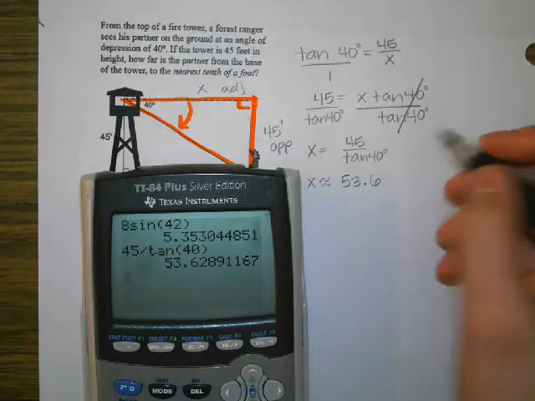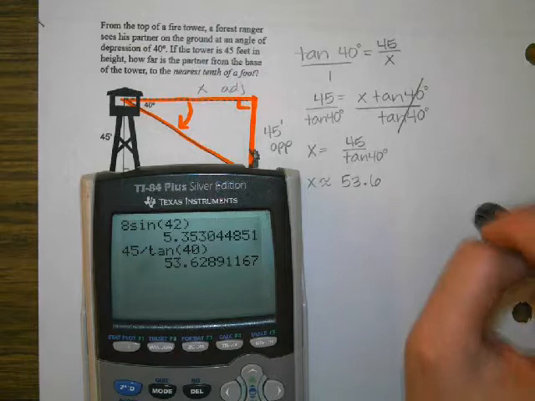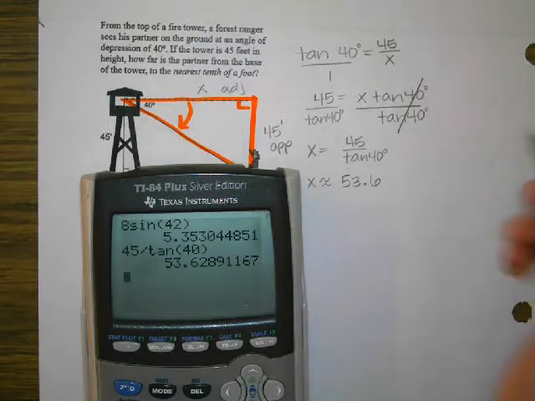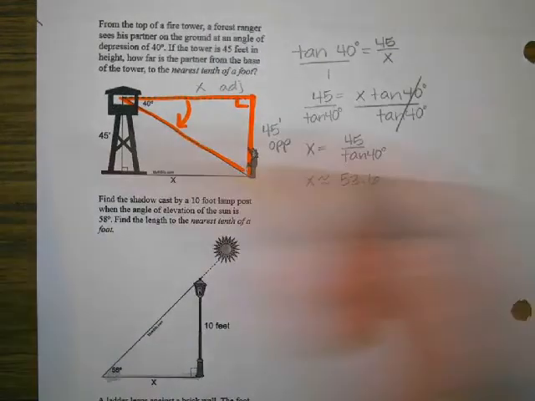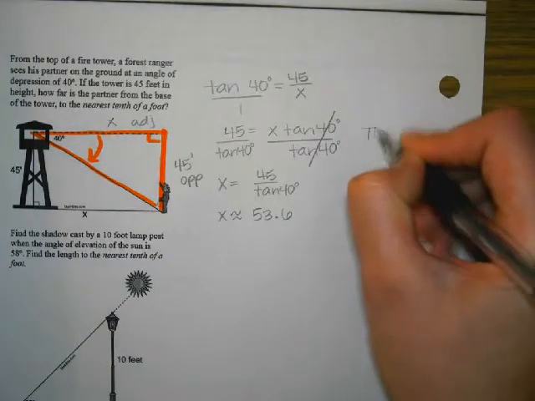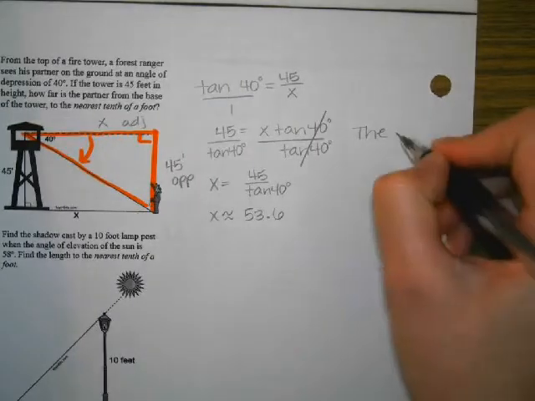So 53.6, what are the units? Feet. Okay, so we're going to say feet. So how far is the partner from the base of the tower? The partner is 53.6 feet from the base of the tower.